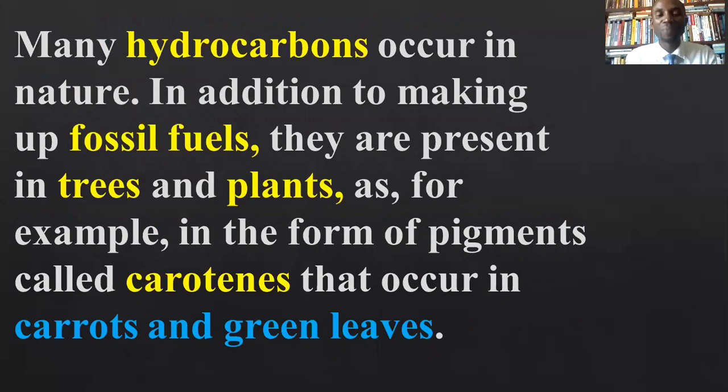For example, the pigment that we call carotene, we find in carrots and in green leaves. The hydrocarbons are found there naturally inside the carotene of a green leaf or a plant. These are the places where we can find hydrogen and carbon compounds naturally.